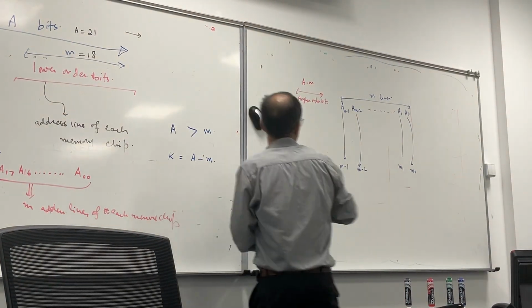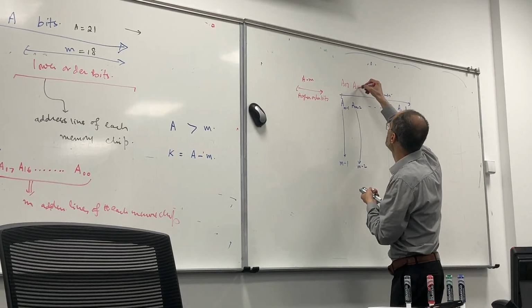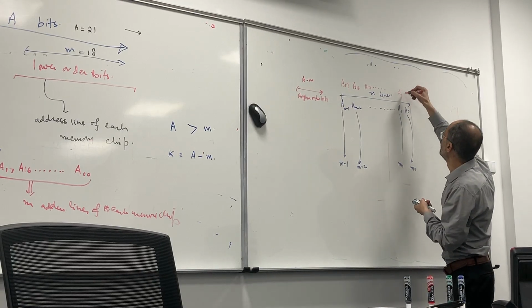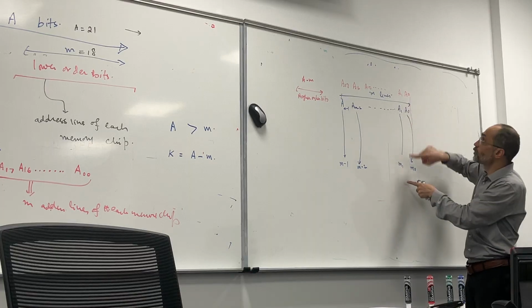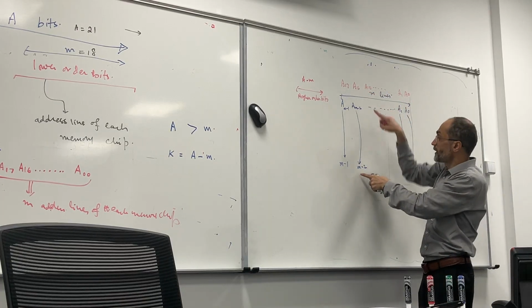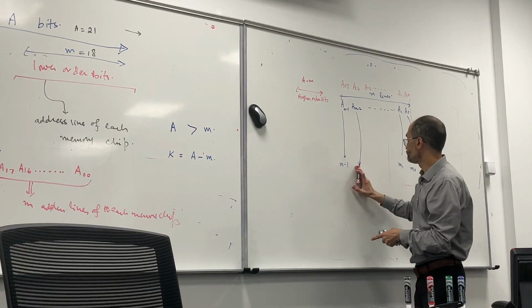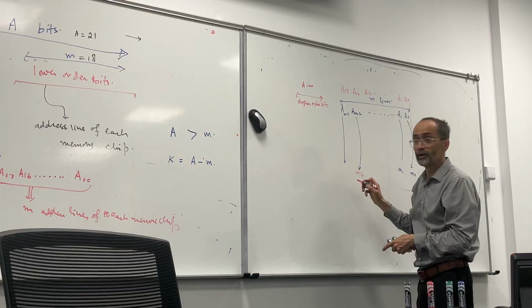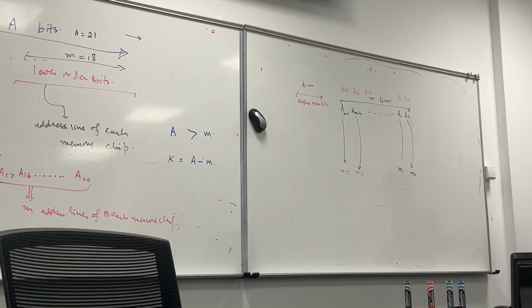In the example that we did last time, what is M now? M is 16. So basically this is A17, A16, A15 and so on until A1 and A0. A0 is connected to M0, A1 is connected to M1, and A16 is connected to M16. And A17 is connected to? Clear or not clear? Any question?